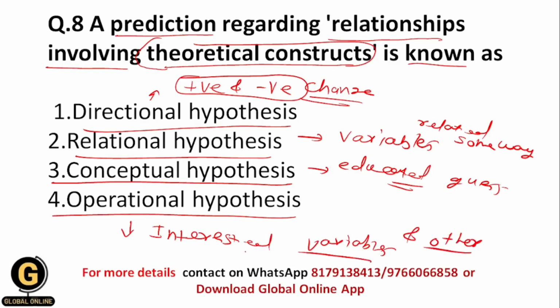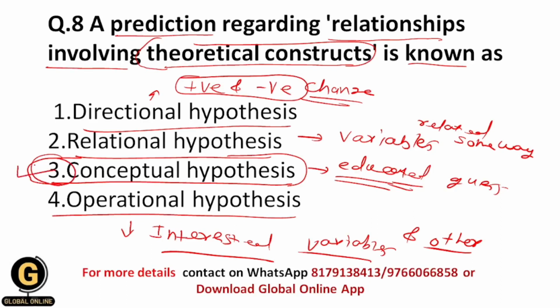Okay, so the correct answer to this question is what? Conceptual hypothesis. Because in this we are making an educated guess. That means there is the involvement of theoretical constructs, because you are providing the concepts. And that's why the correct answer to this question is 3.